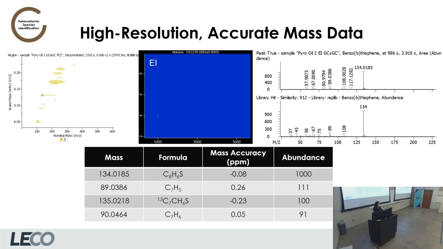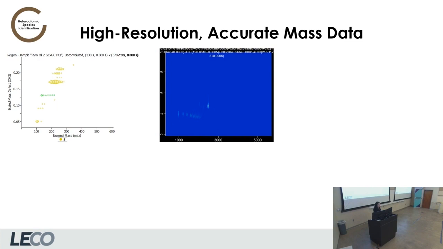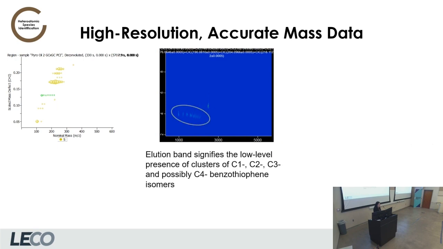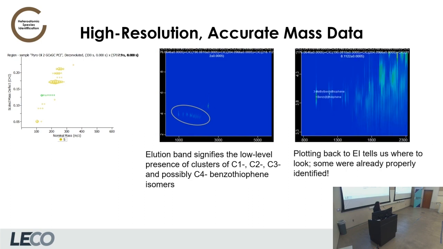And I was curious, we have a whole row of those mass defect dots. If we plot them all, then highlight that entire row, plot it all back, do we see all those different isomers, the C0, C1, C2, C3, C4, all those benzothiophene isomers, present in our GC-GC chromatogram as well? And when you look back at the EI, we know where to look now based on the PCI data. Back on EI, we already have some of those properly identified. We can continue to add to our knowledge of the sample with even better identification of those peaks.